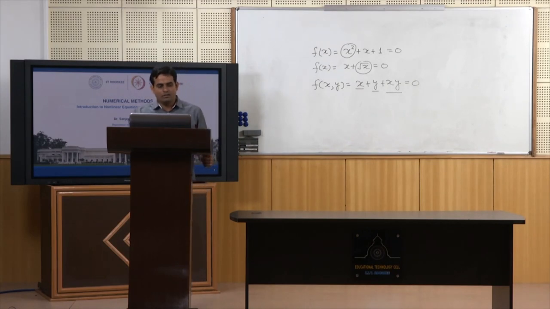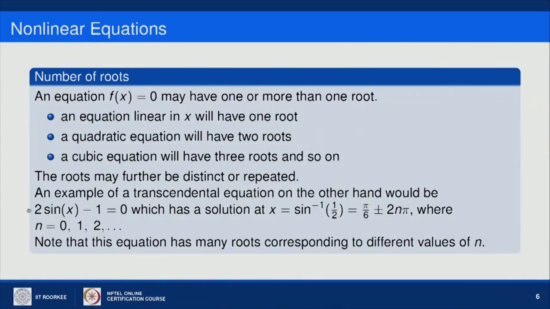And hence, there are two roots, but both are same. So, roots are repeated twice. In case of a transcendental equation, if we consider an example like 2 sin x minus 1 equals to 0, then the solution will be something like x equals to sin inverse 1 by 2, and it comes out to be pi upon 6 plus minus 2n pi, where n equals to 0, 1, 2. So, you can see that this equation has many roots corresponding to the different values of n.